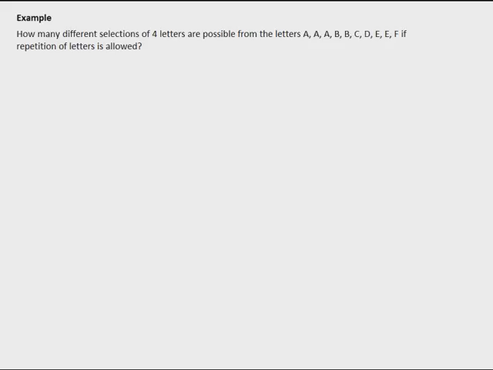Okay, now it's open season. How many different selections of 4 letters are possible from the following sequence of letters if repetition of letters is allowed? So I'm allowed to pick any combination of letters and any way possible. Again, I need to first list how many of each letter I have. So I have 3 A's, 2 B's, 1 C, 1 D, 2 E's, and 1 F.